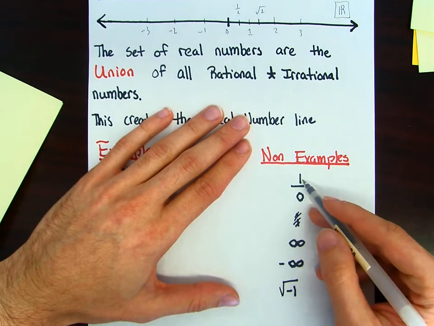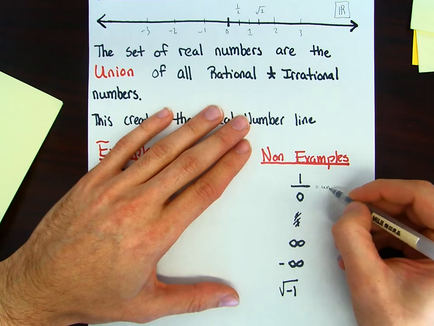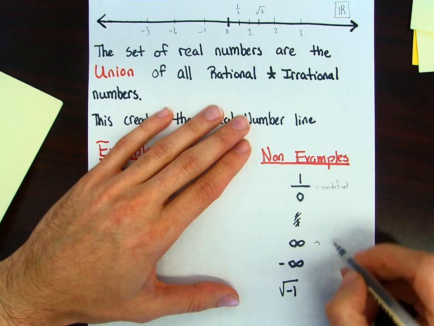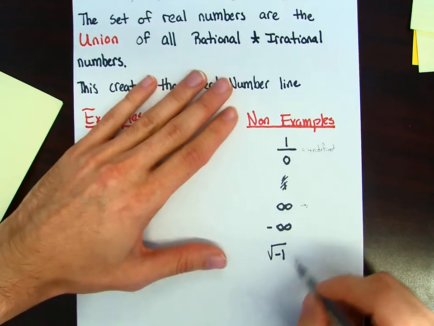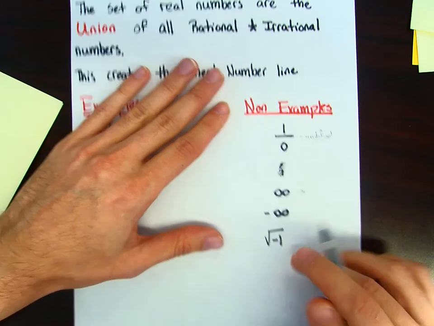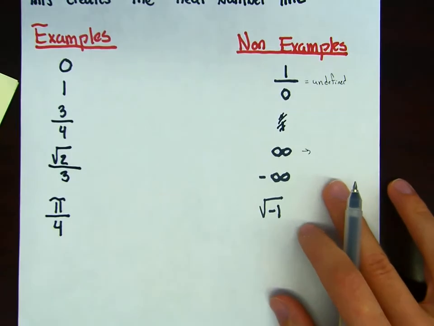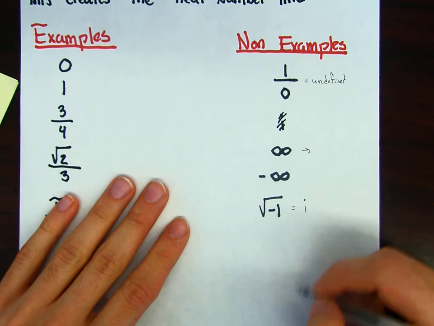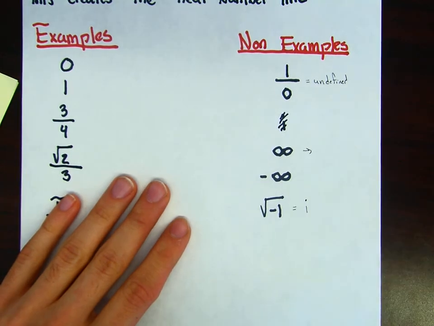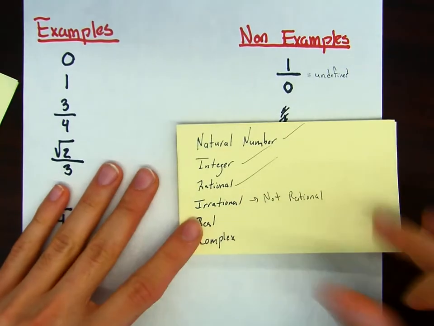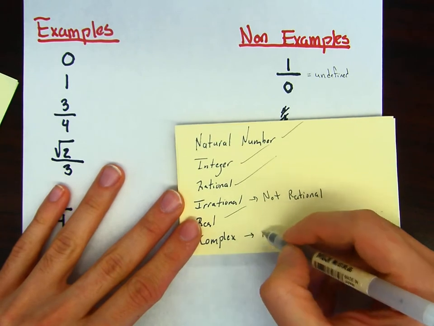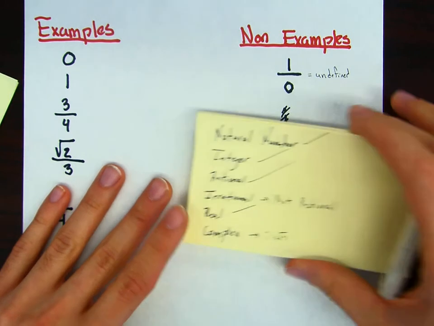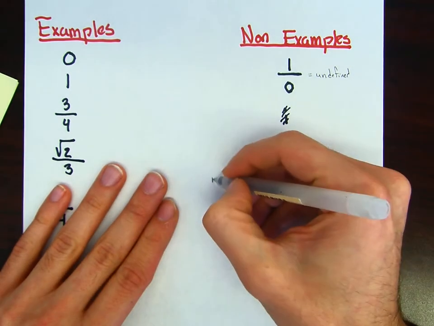Okay. 1 over 0. This is undefined. You're not allowed to do that. Infinity is not even a number. It's an idea. Square root of -1. If you remember something you may have learned in the past, this value is i. And the final set of numbers that we did not talk about are complex numbers. This has to do with i equals square root of -1, but we're going to do that another day.